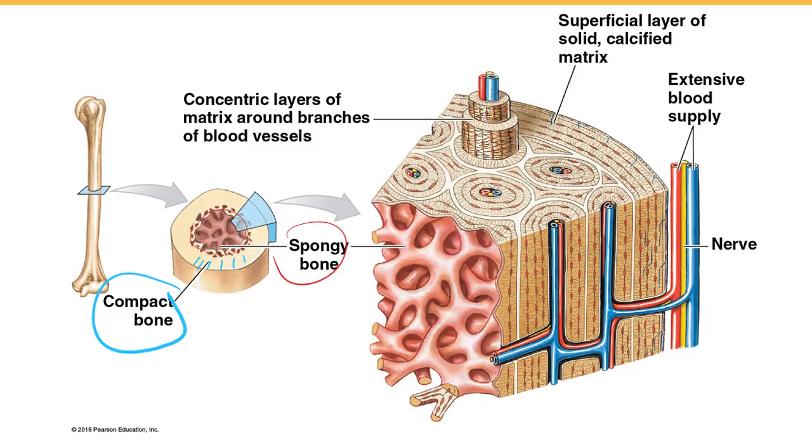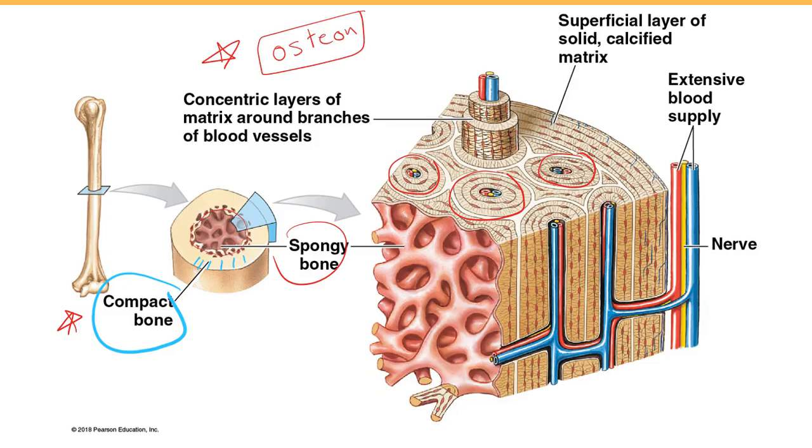Compact bone has a unique structure, which is called the osteon. The osteon is a unique structure only found in our compact bone. Can you see this circle? Each of them is called an osteon. An osteon is made up of cylindrical units, and the osteon is actually the functional unit of the compact bone.